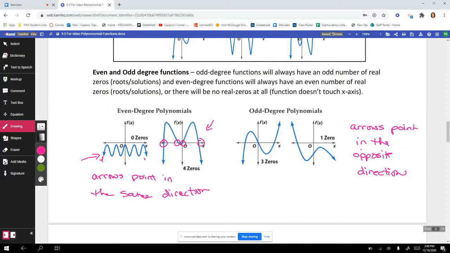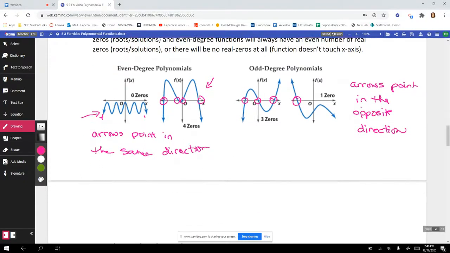Okay, when we are looking at odd degree polynomials, again, this time the arrows are going to point in opposite directions. One will start down and the other will go up, or vice versa. We can see in this first example that it touches the x-axis 3 times, which is an odd number. And in this next example, we can see that it touches 1 time. Okay, so that's even and odd degree polynomials.